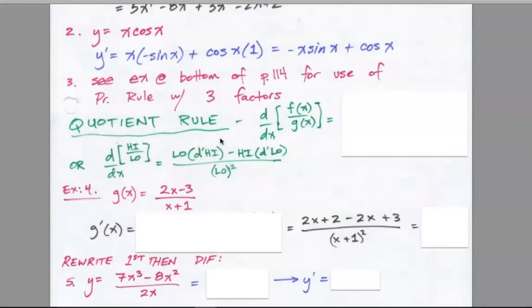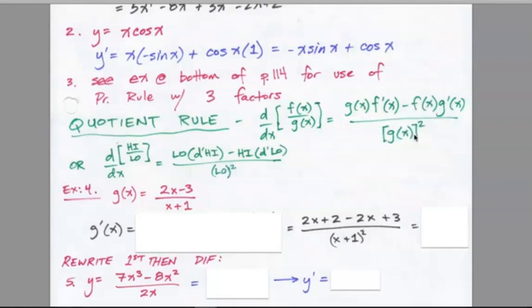For the quotient rule, the derivative of a quotient has a very different look that we're going to do. When we have the derivative of f of x divided by g of x, it's not the derivative of the numerator divided by the derivative of the denominator. It doesn't work like that. It has a very unique formula to it. And so what we do is, for the numerator here, we're going to do the denominator times the derivative of the numerator minus the numerator times the derivative of the denominator divided by the denominator squared.